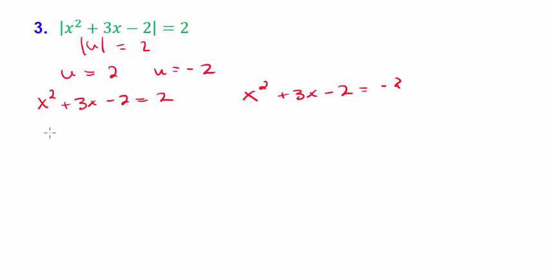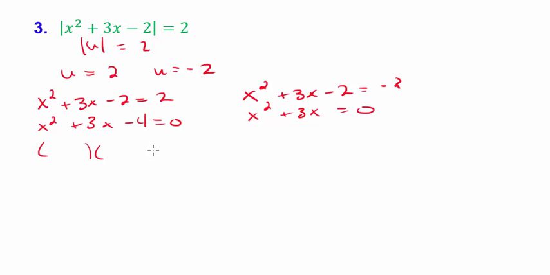All right, finally, what we have here is a quadratic equation for both of these, and we need to get these equal to 0. So x squared plus 3x minus 4 is equal to 0. I subtracted 2 on that equation. And x squared plus 3x is equal to 0. I added 2 in that equation.